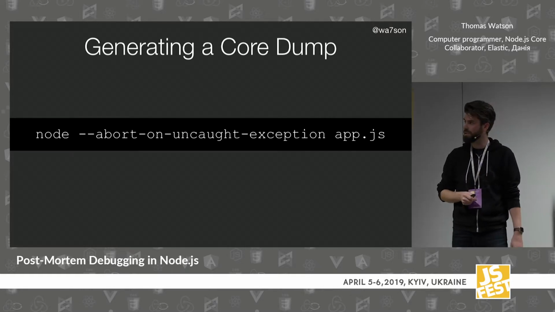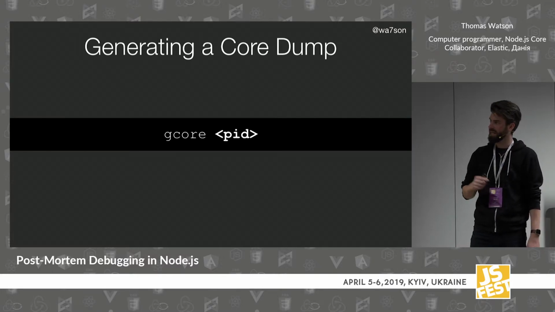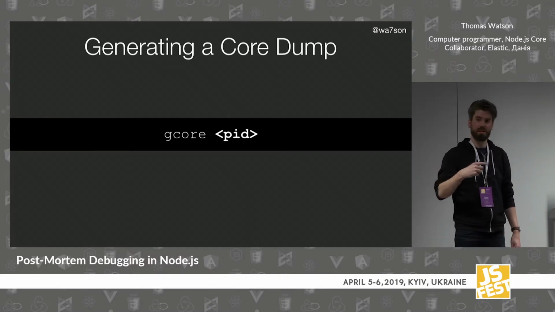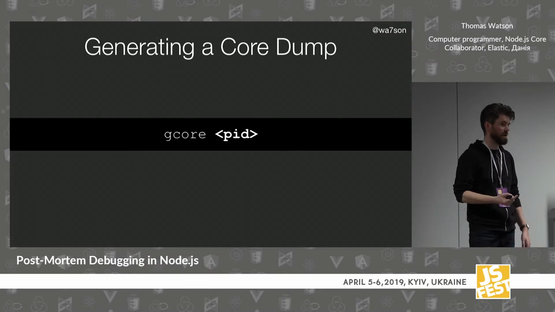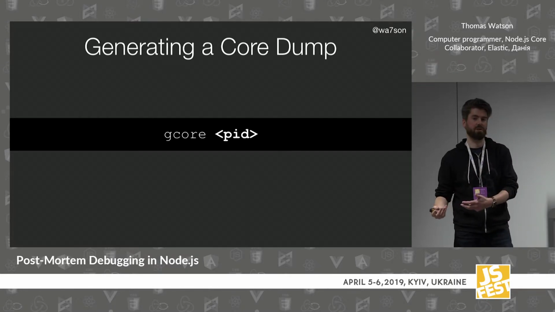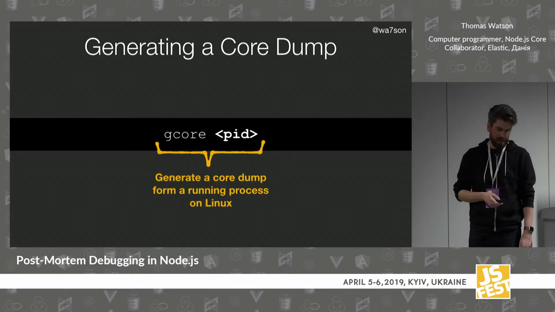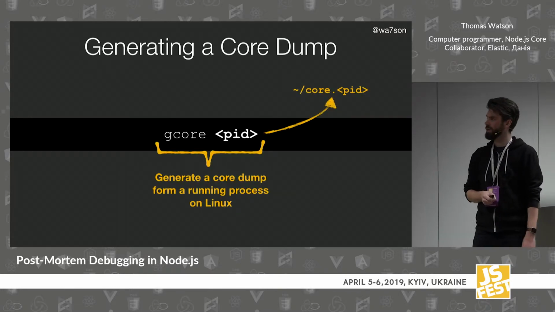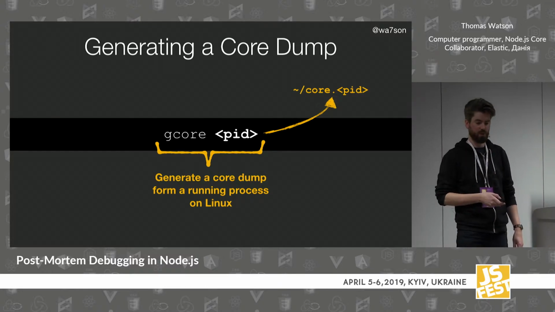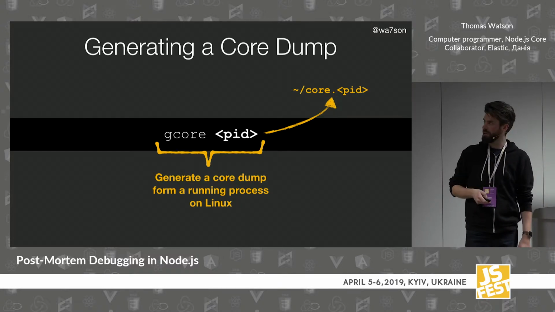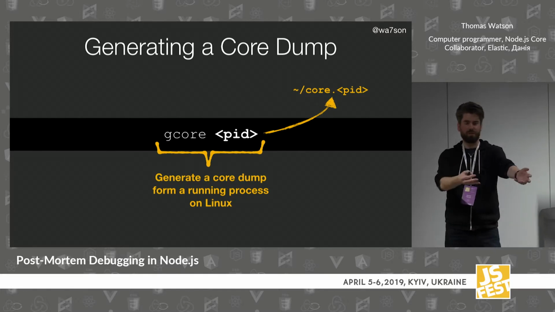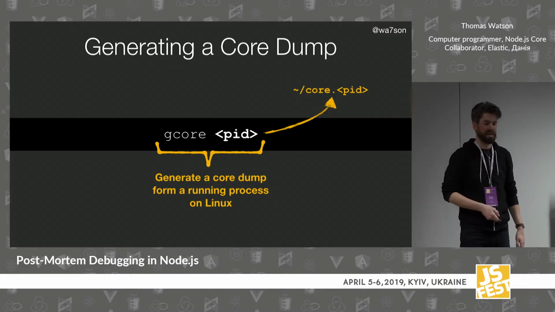But you can actually also use the gcore command on Linux and give it the process ID of the process that you want to generate a core dump of, and then you can actually do it on a running process. You don't have to wait until it crashes. And that will then save a core file in your current working directory, and then you can take it off your production server and take it somewhere else and analyze it.